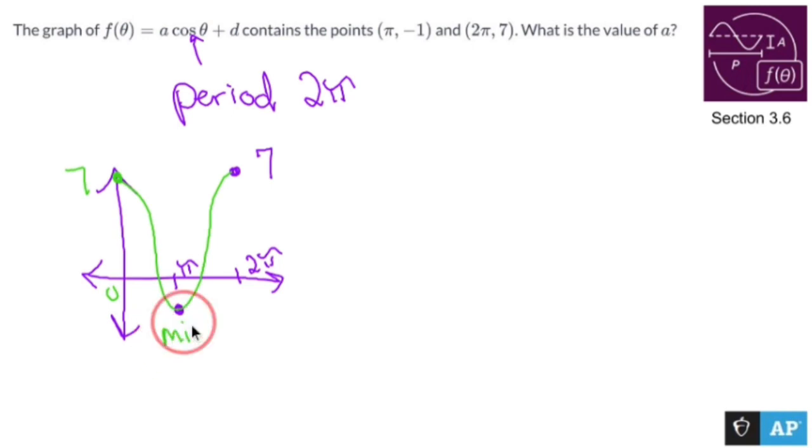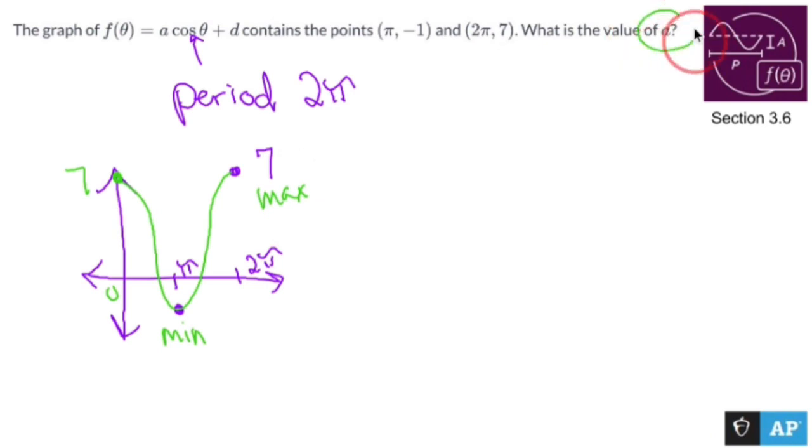So you have a minimum value and a maximum value because I gave you half of a period, which tells you where the max and where the min will be. So the min is at -1 and the max is at 7.